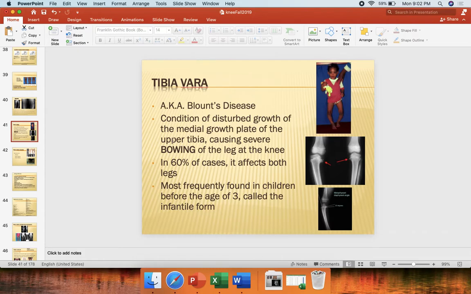So here's a few more images of it. This is going to cause bowing, specifically in that tibia. And it'll be tough to recognize here. Notice the distance between the knees. This is going to look very similar to a Genu Varum. However, with tibia vara, it's specifically happening at the tibia as opposed to happening throughout the knee. In 60% of cases, it affects both legs. However, there are instances where it may only affect one. Most frequently found in kids.